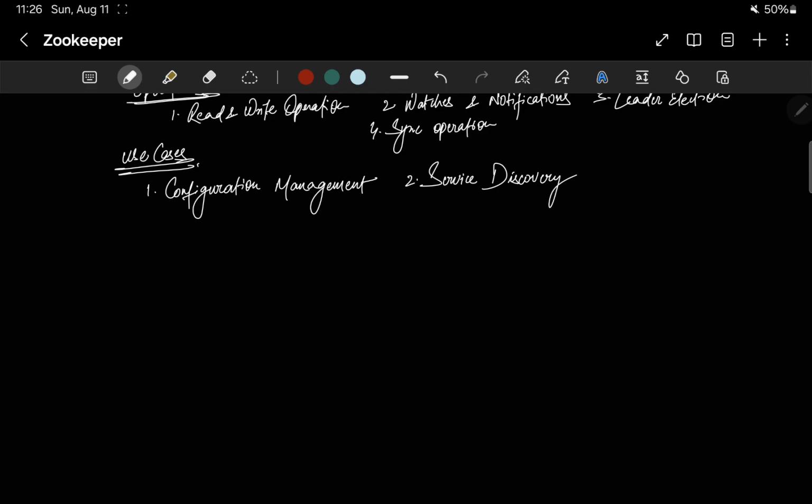Service discovery. ZooKeeper enables dynamic service discovery by allowing services to register themselves as ephemeral nodes. Clients discover services by querying the appropriate Z node. For example, in a microservices architecture, services like authentication service and payment service could register with ZooKeeper. Clients query ZooKeeper to find the current instances of these services. Next is distributed locking.